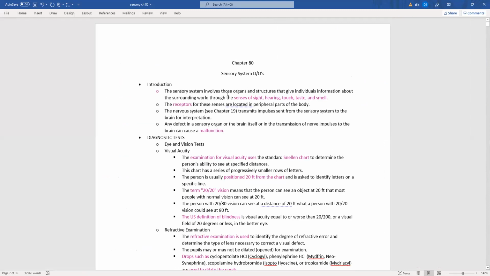So this is just the introduction. The sensory system involves those organs and structures that give individuals information about the surrounding world through the senses of sight, hearing, touch, taste, and smell. We know about what senses are. So the receptors for these senses are located in the peripheral part of the body.